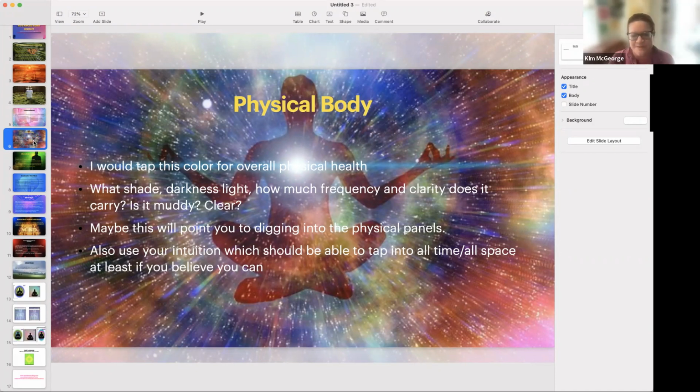Maybe this will point you digging into the physical panels. Maybe it won't. Maybe you'll be like, okay, their physical body is looking pretty good. I'm going to look at some of the layers that don't look really good, but also use your intuition. What do you know? A lot of you are very connected, very experienced healers and practitioners, have been using this technology a long time. And it starts with a belief.